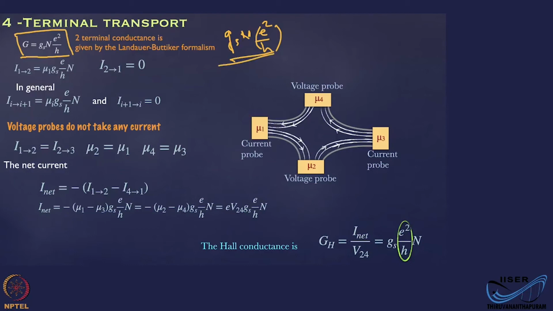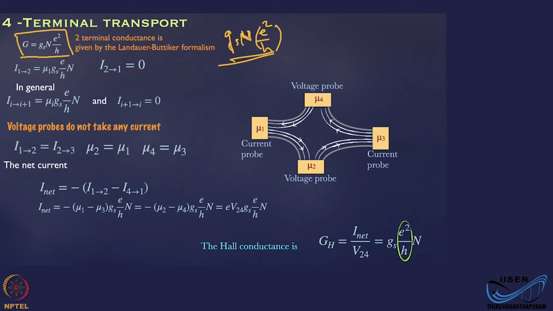This is applicable only for reflectionless transport. If you have reflection or scattering in the system, then you will not get this, and it is not valid. This is for perfect reflectionless transport, where you inject carriers from one end and the carriers reach the other end. For each channel, e squared by h is the conductance. If there is spin degeneracy, you multiply by 2. If there are valleys, you multiply by the number of valleys, and then again by the number of Landau levels or other channels. That is this N here.